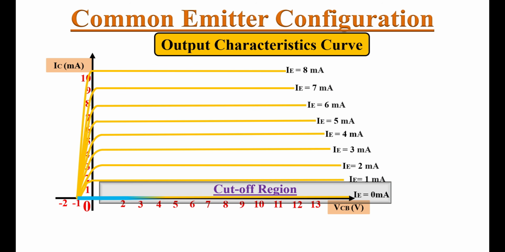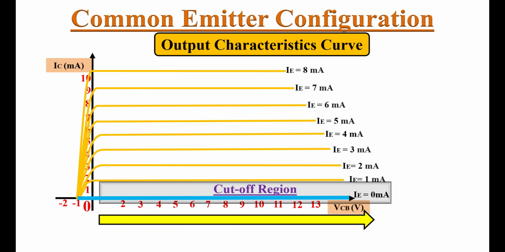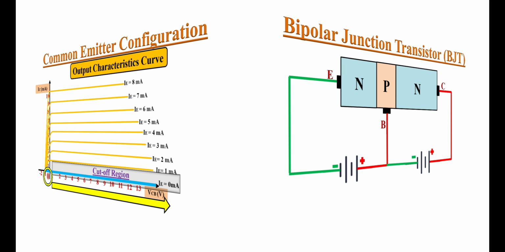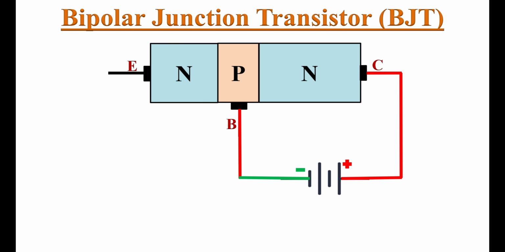Here whenever the emitter current is 0, at that time even if we increase the collector to base voltage VCB, then also the collector current almost remains 0. This means whenever we remove the forward bias voltage between the emitter and base terminals, then the emitter current IE will become 0, and in this condition the collector current IC will also almost equal 0.